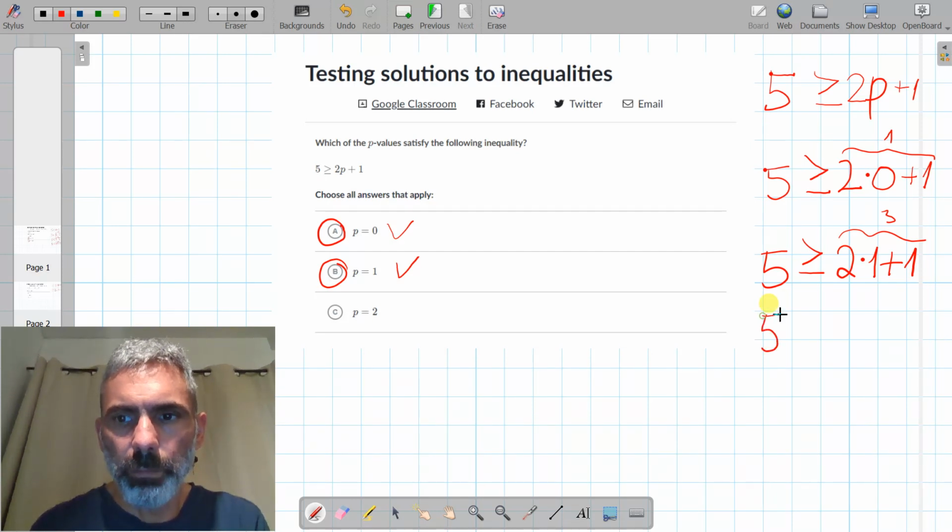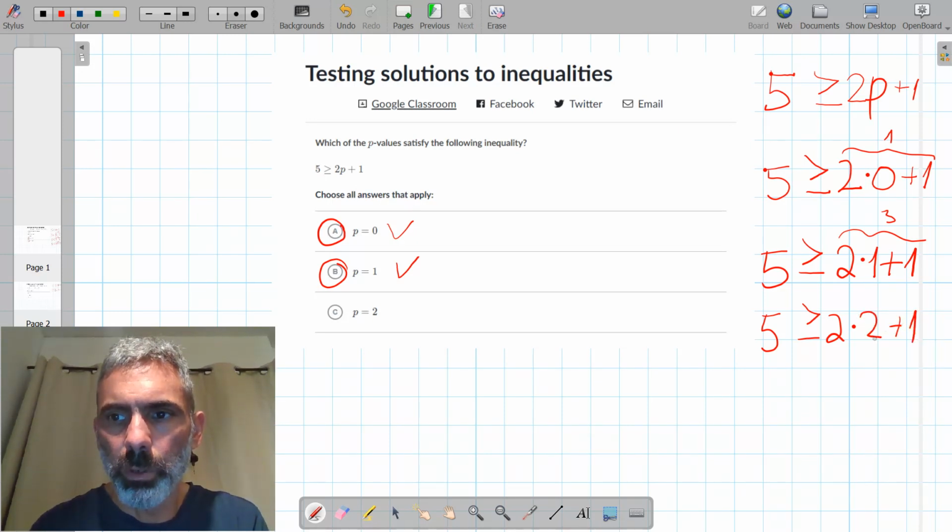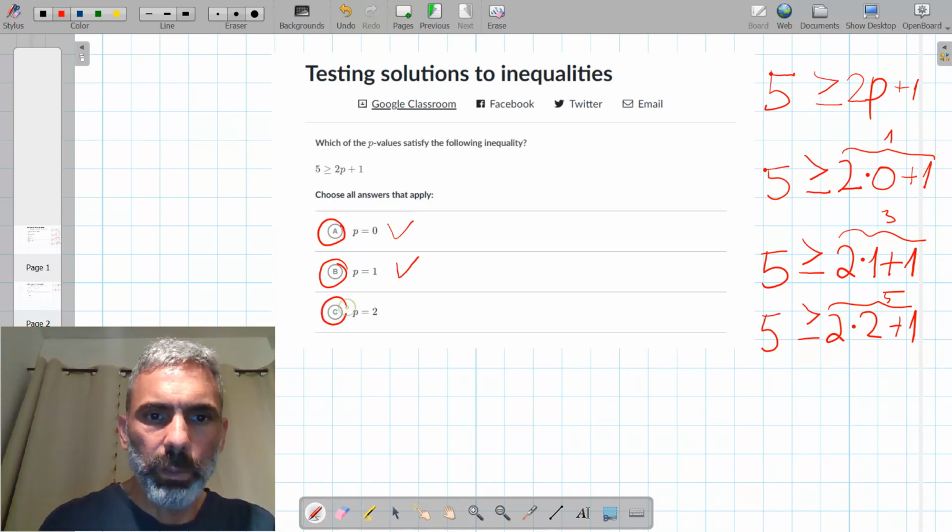Option C, 5 is greater than or equal to 2 times, instead of p, we plug in 2, plus 1. So 2 times 2 is 4 plus 1 is 5. So on the right hand side we have 5, and the inequality says that 5 is greater than or equal to 5. So C is also correct.